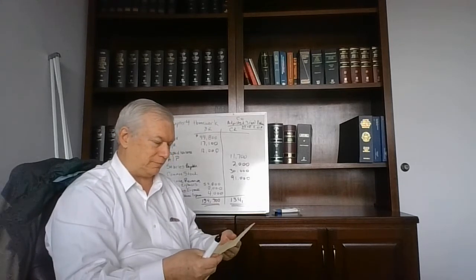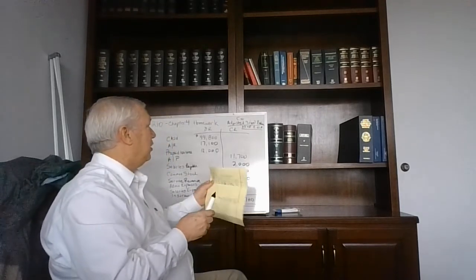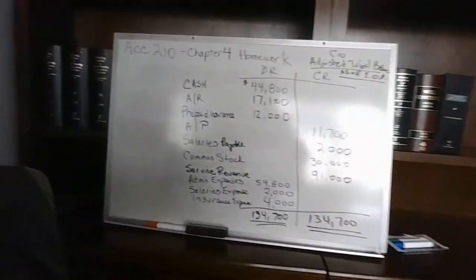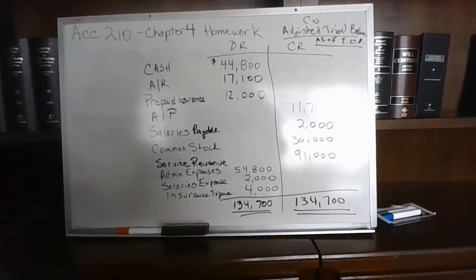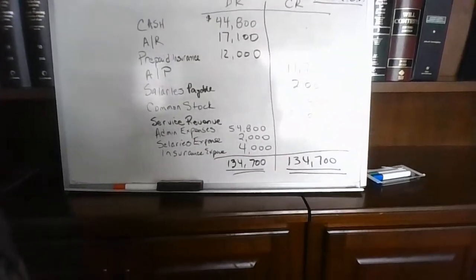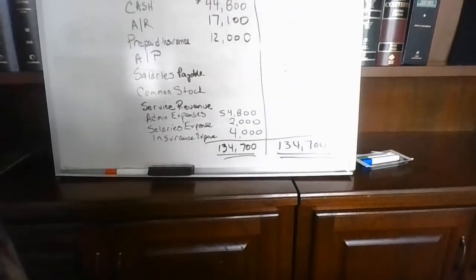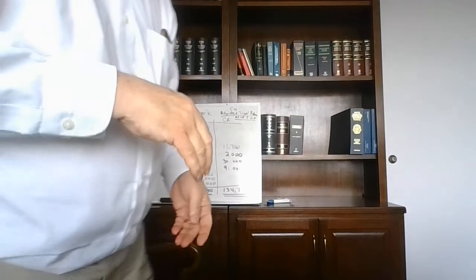Let's see. Then we had some problems in problem set A. So I'll just leave that up for a second. I promised to make sure you could all see this. So I'm going to take the camera over here and let you take a look at that, so that if you need to stop and check this against your own work, you can do that. But that is our adjusted trial balance from exercise set A, problem 13.